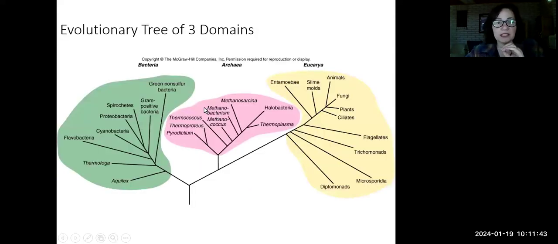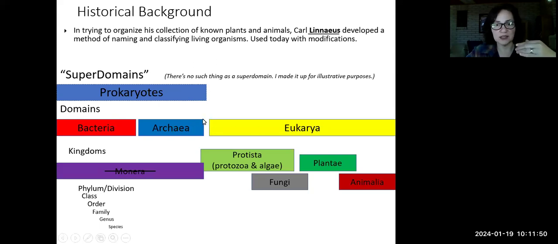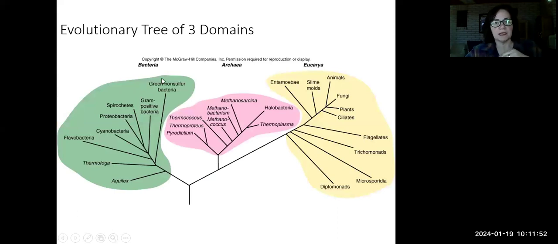So these three main domains of life, let me go back for a second. We're talking about bacteria, archaea, and eukarya. This is another representation of the same information. And you can see that bacteria are off on their own. The archaea are somewhere between the bacteria and the eukaryotes in their evolutionary history. So eukaryotes and archaea have a more recent common ancestor than we do with bacteria.